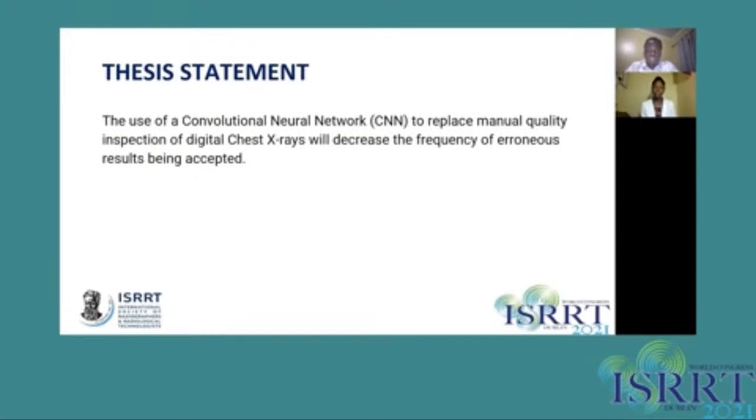Our thesis statement read: the use of a convolutional neural network to replace manual quality inspection of digital chest X-rays will decrease the frequency of erroneous results being accepted.